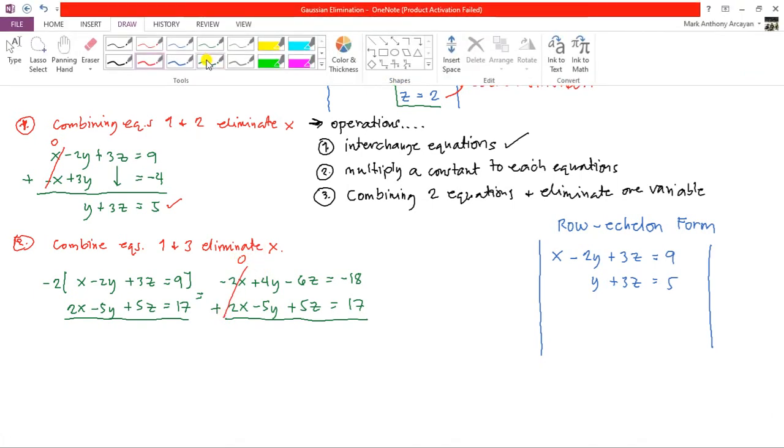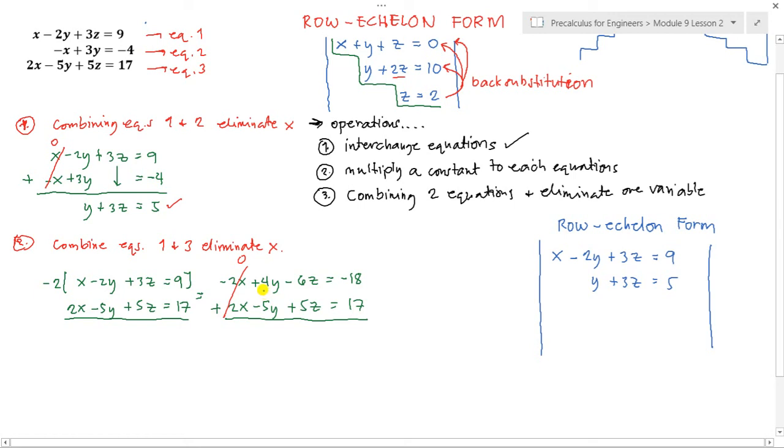And then, simplifying the rest of the equation. So, positive 4 minus 5, this is negative y. Negative 6 plus 5, this is negative z. Negative 18 plus 17, that is negative 1. And if I'm going to multiply by negative, magiging y plus z is equals to 1 na siya. So, therefore, as you notice, naa tay duha nga nakuha. We have two equations, y plus 3z equals to 5 and also y plus z is equals to 1.